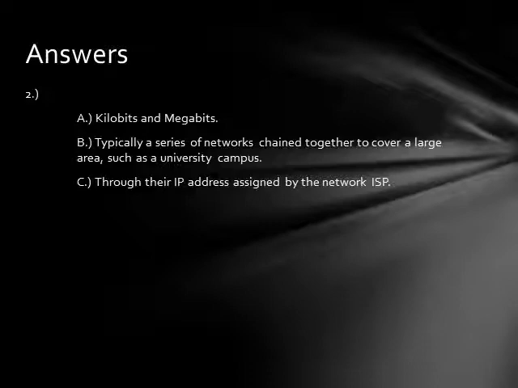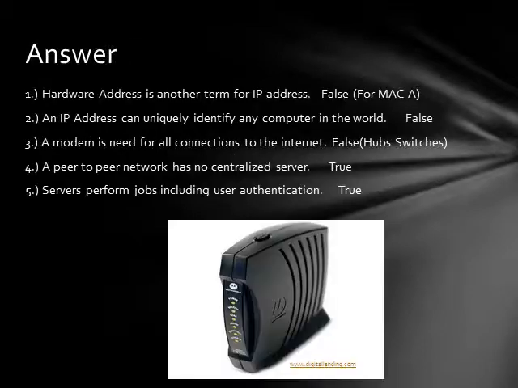And then how are computers on a network identified for the third part? Through their IP address assigned by the network's internet service provider. The IP address is the numerical digital address that's assigned to each computer when it enters the network, and it can change, as with dynamic IP addresses. That coding of the IP address is used to identify each machine on the network.